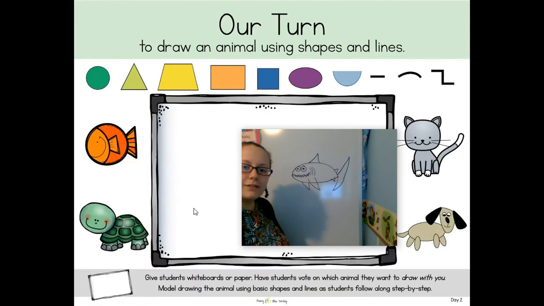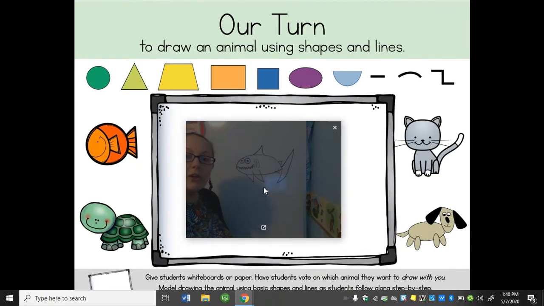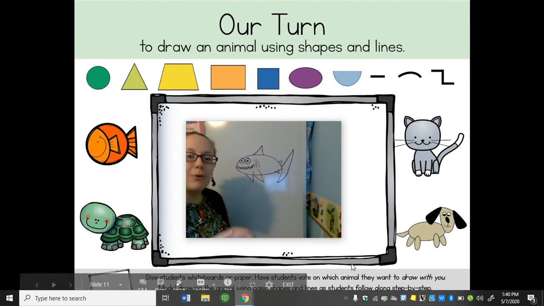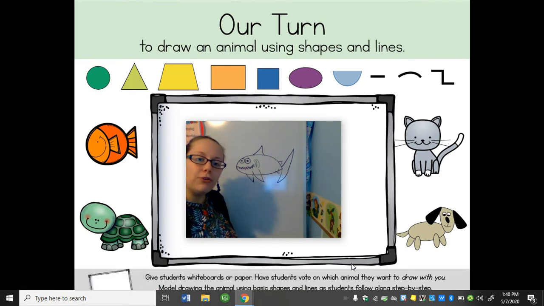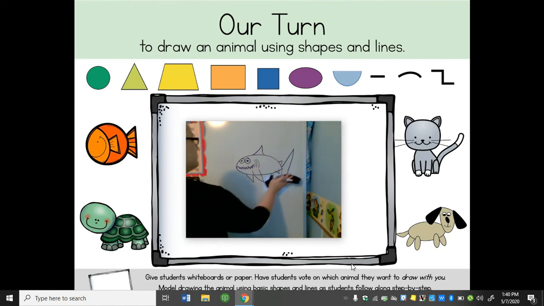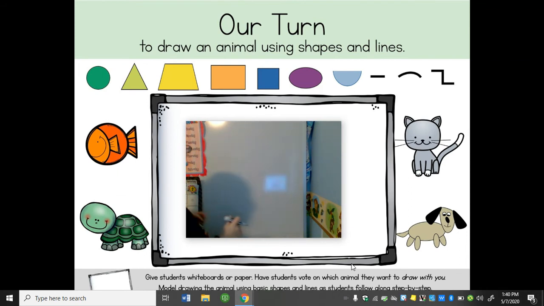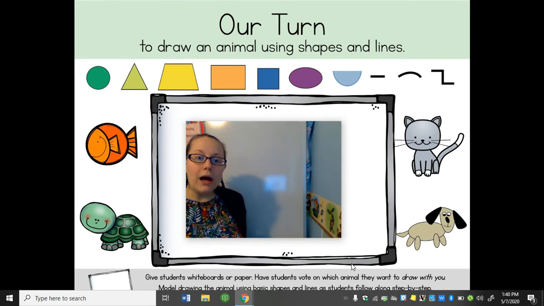Now what we're going to do next is Miss Sewell is going to have us draw an animal with shapes together. Miss Sewell really loves fish, and I know a few kids in my class have fish. So I'm going to walk you through how to draw a fish. What I want you to do is either grab a piece of paper and a pencil, or if you have a whiteboard and marker like me, go grab those. Okay, hopefully you're ready. So let's first take a look at this fish over in the corner.